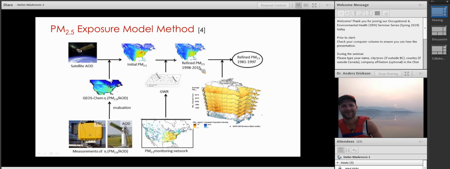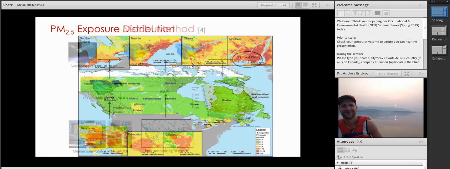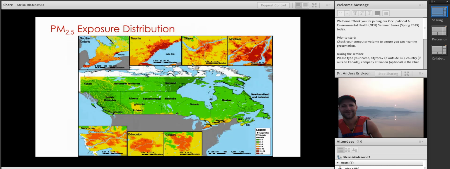We're using actual satellite imagery data, and this is what it looks like. This is a 10-kilometer grid cell, so it's a little bit pixelated. We're now using a 1-kilometer grid. But this gives a sense of what the exposure distribution looks like across Canada. Of course, you have these big red areas in the larger cities, and pretty much green everywhere else.